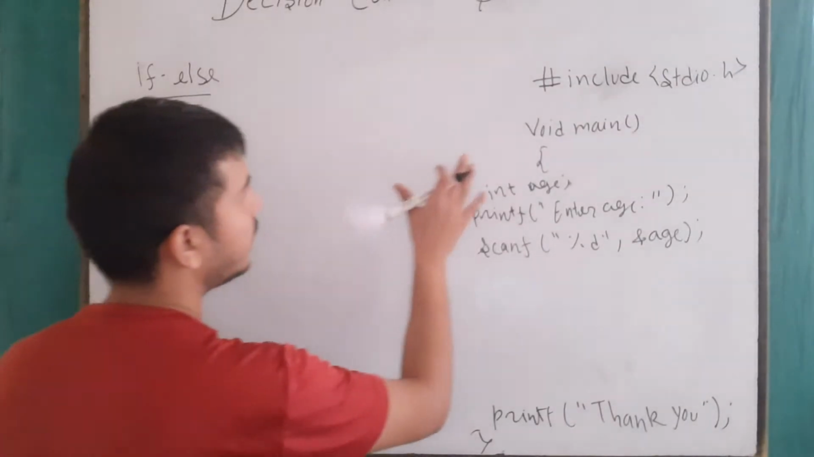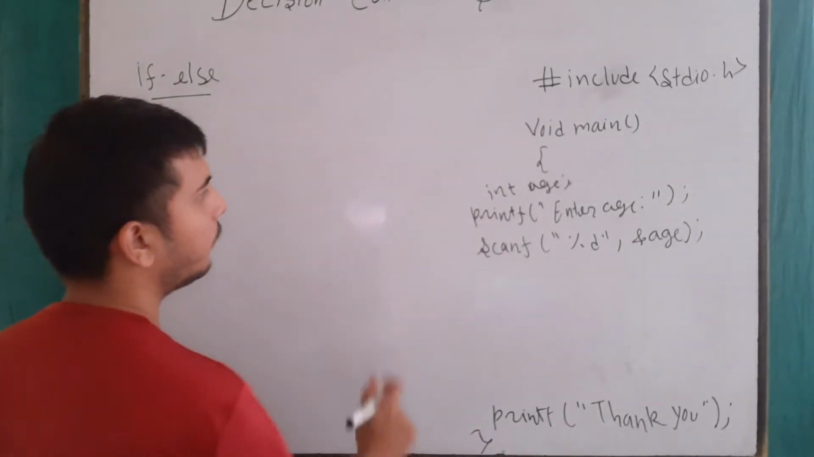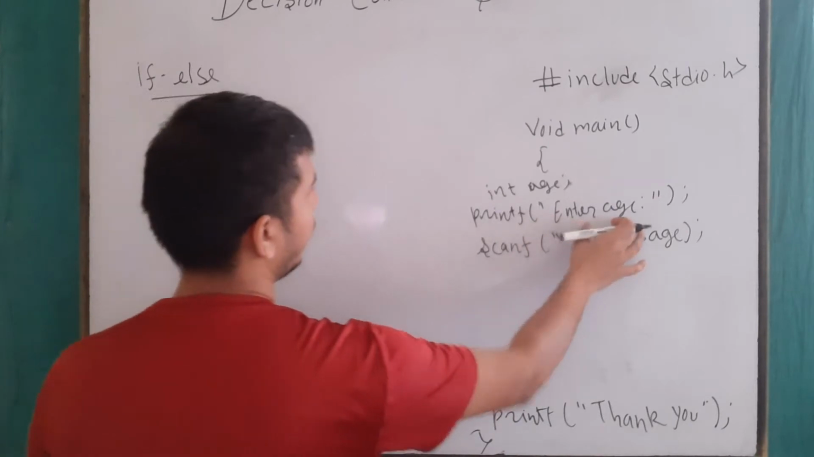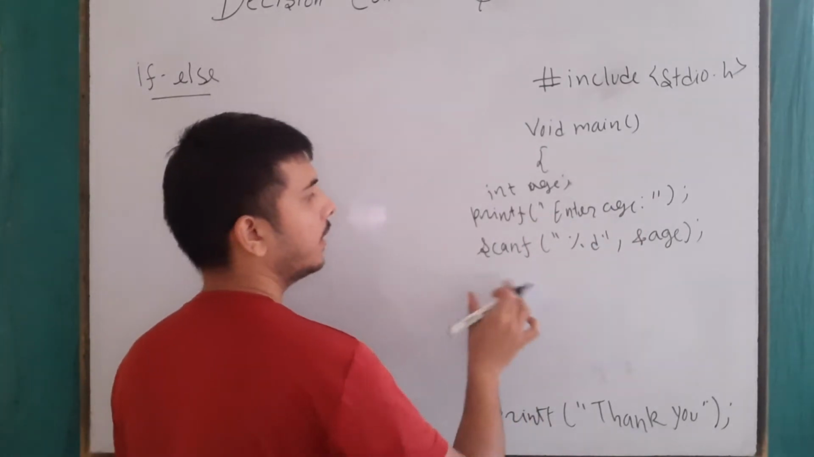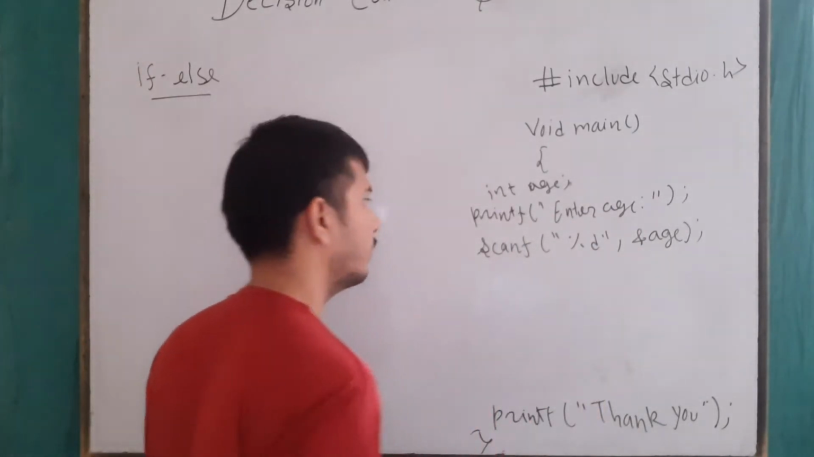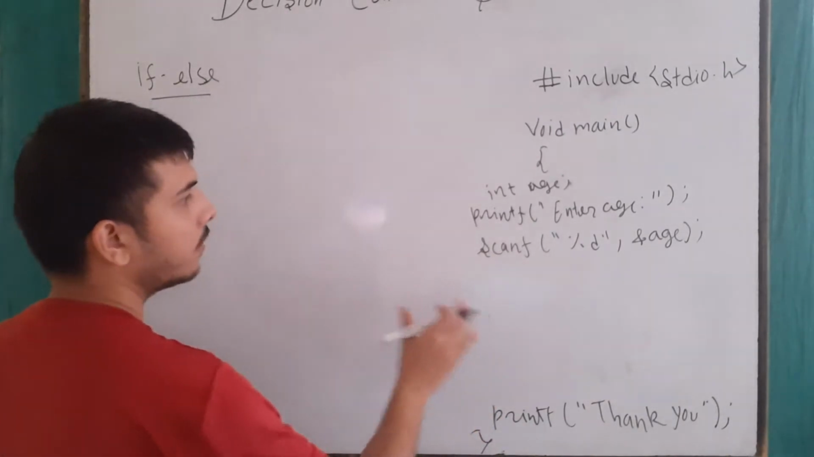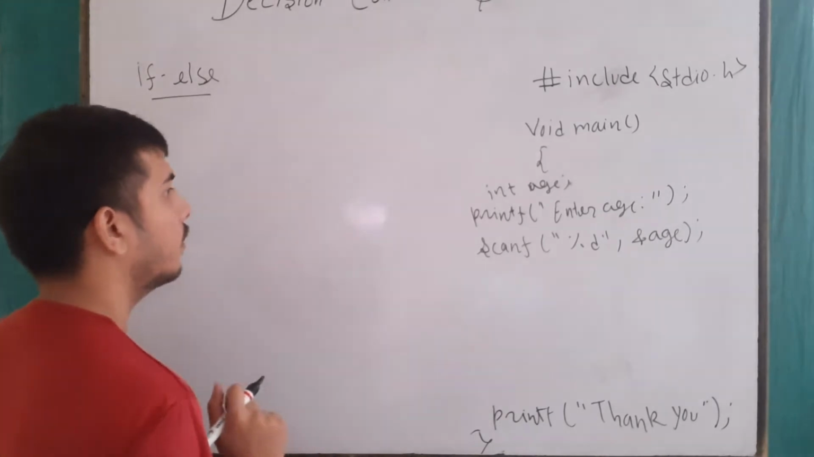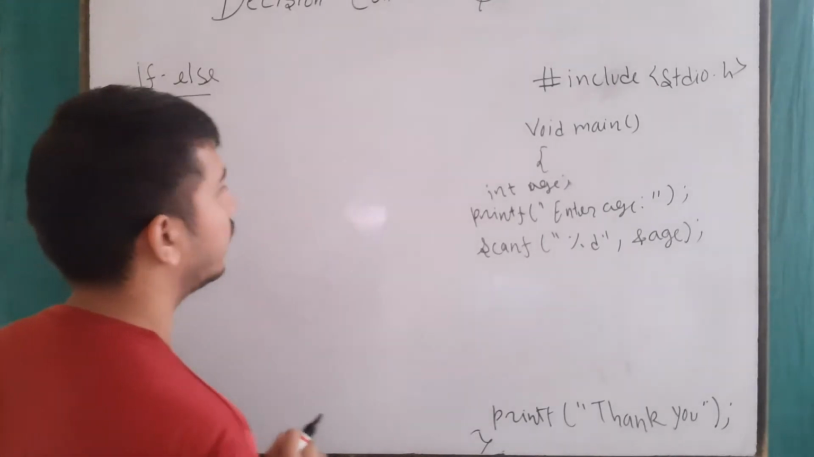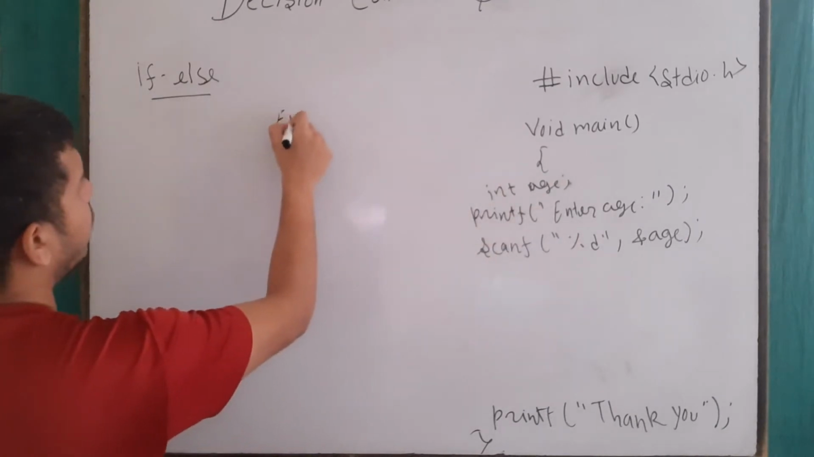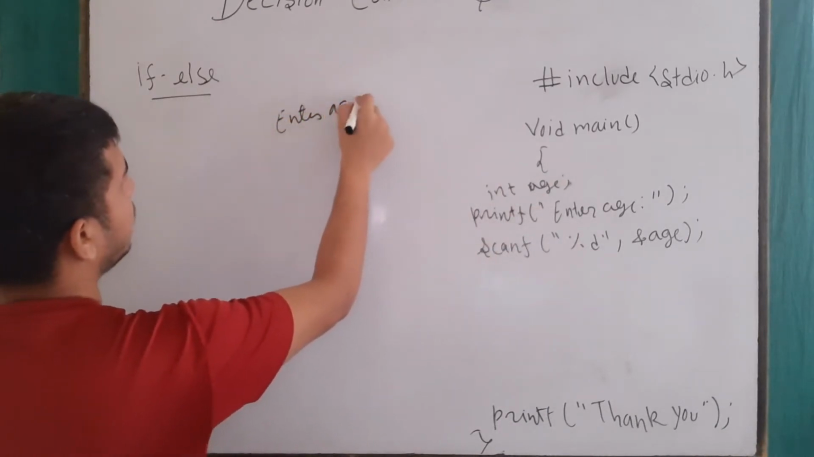Now let's see an example here. Here I am defining a variable age. Then I am asking the user to enter the age, what is your age, and then I am storing it. Now based upon the age, in the output I will say whether you are eligible or not. So first of all, it will print "Enter age". This is our output.